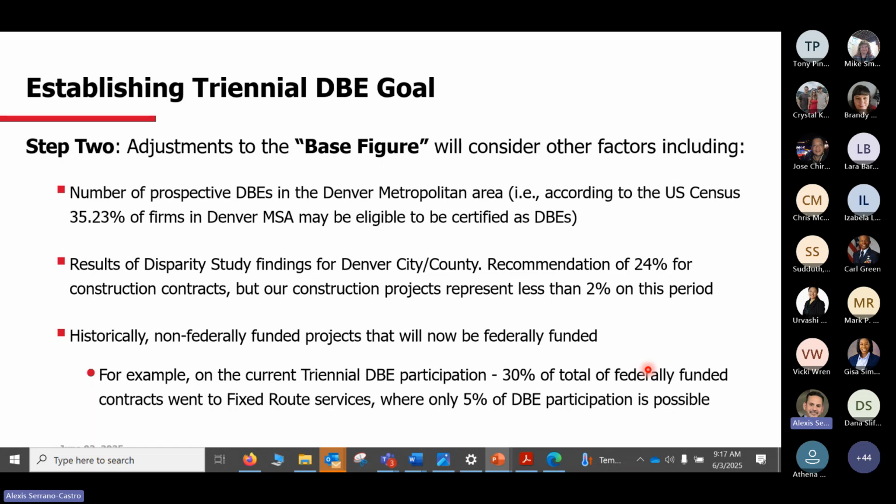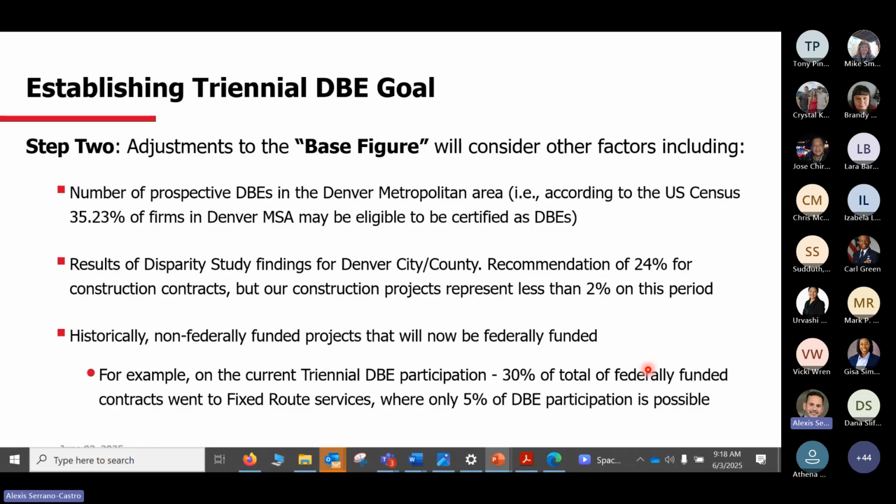So we were also looking for other factors, and disparity studies is one of those. For example, the disparity study of the City of Denver, the last one that they posted, suggests that 24% on construction projects can go to DBEs. That's perfect. But the thing is, with these particular 9 projects, only 2% represents construction. So even if we set a goal of 24% in those two projects that we have, the weight, the importance of this particular impact is going to be only 2%. So that factor won't change the fact that we still have the 6%.